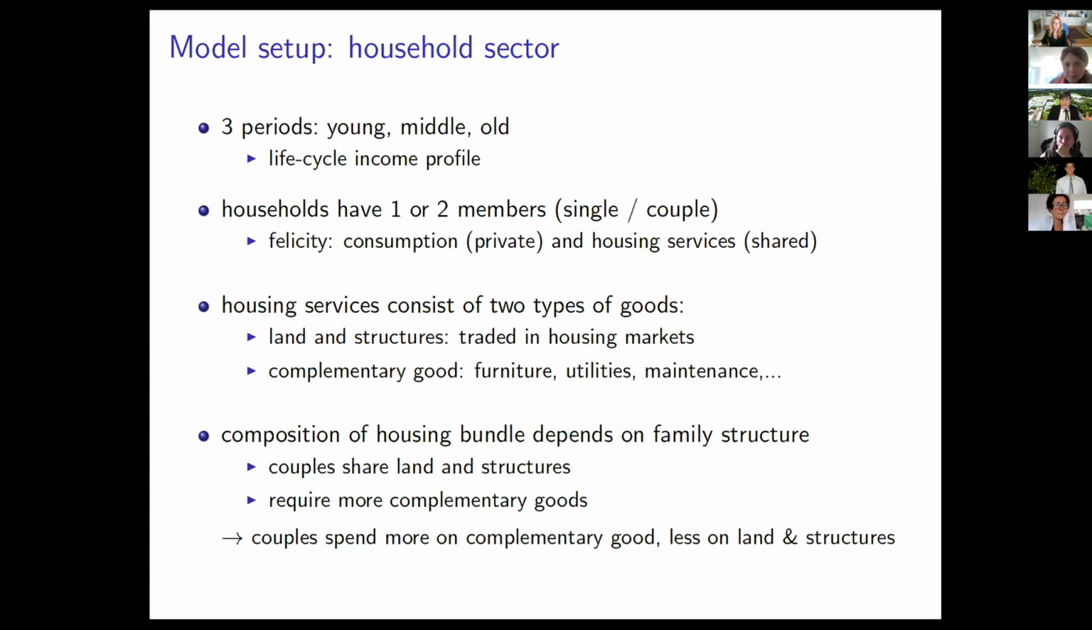You're also going to need more of that furniture that I mentioned at the beginning, like the second desk, or importantly, a second set of noise-canceling headphones so you can both work from home together. This particular feature of the production technology of housing services implies that for couples, the consumption bundle is going to be more tilted towards the complementary good, and they spend relatively less on structures than singles.